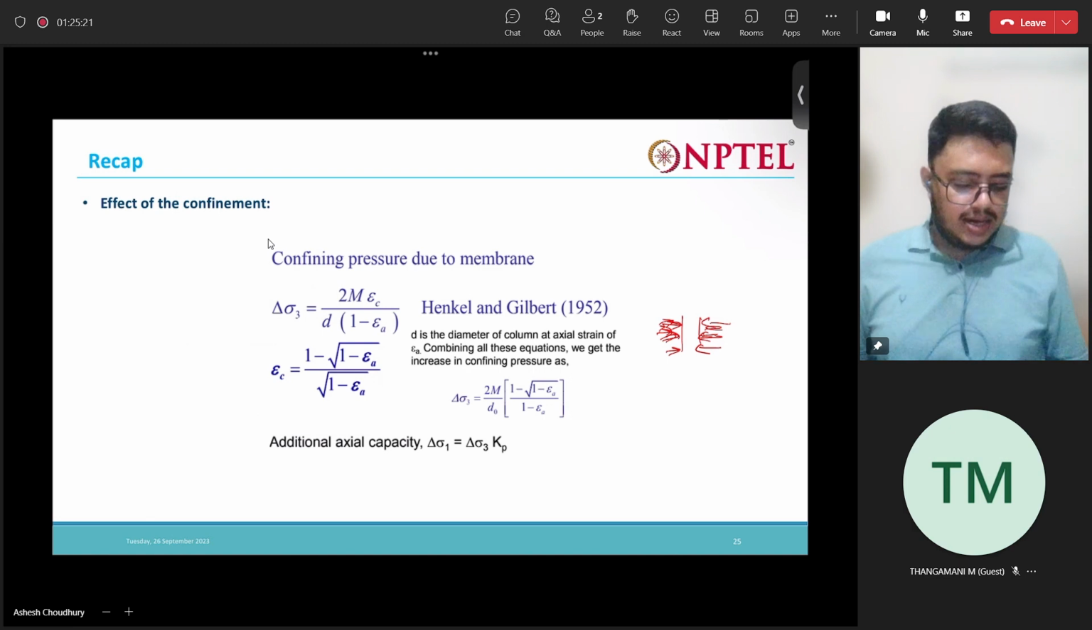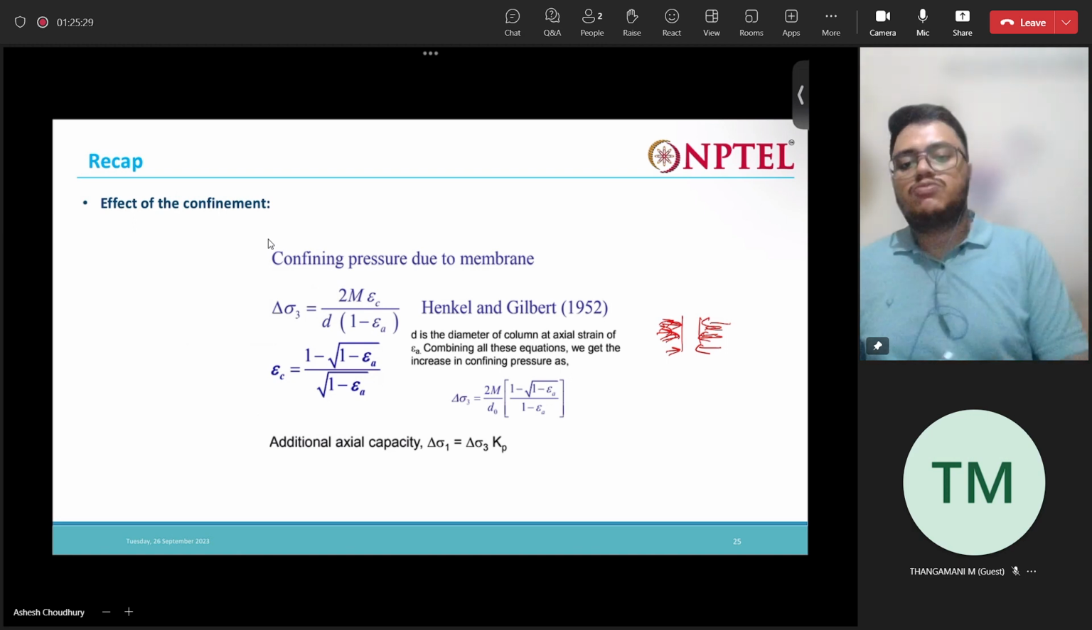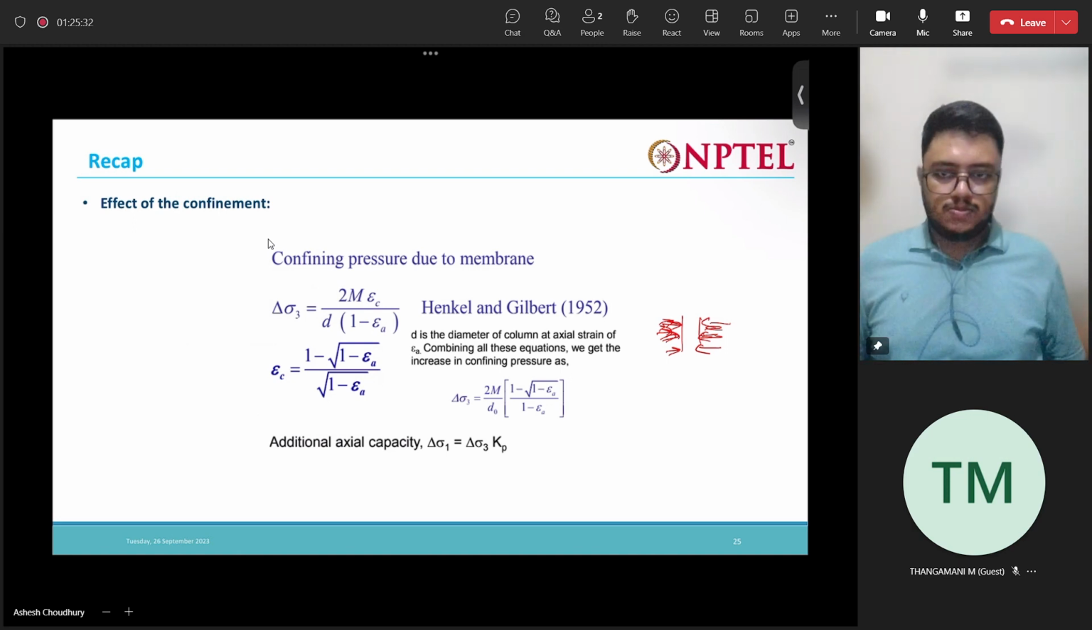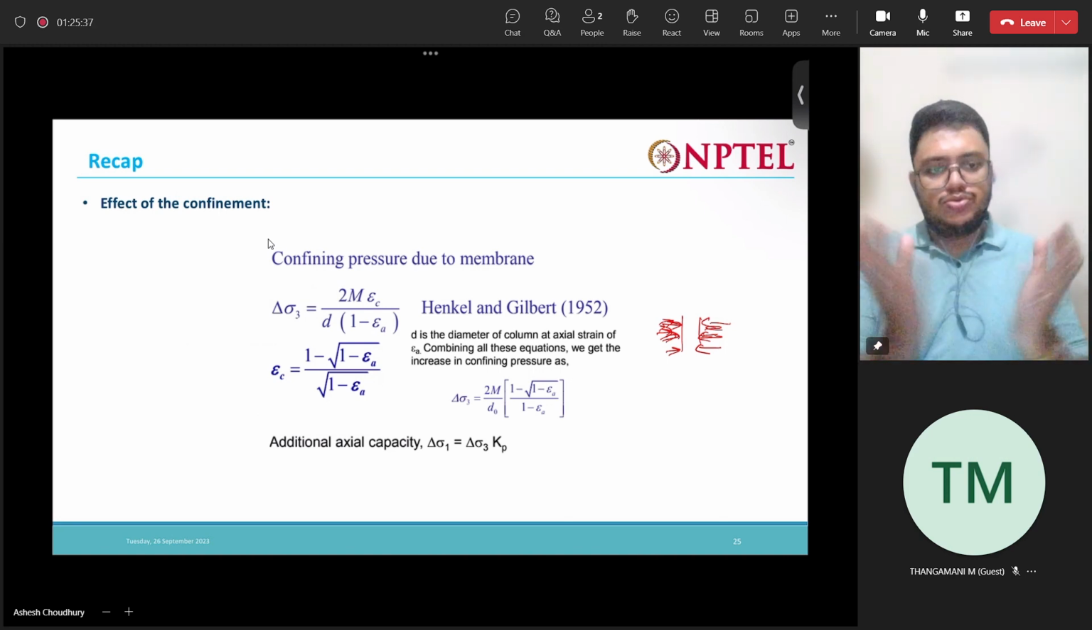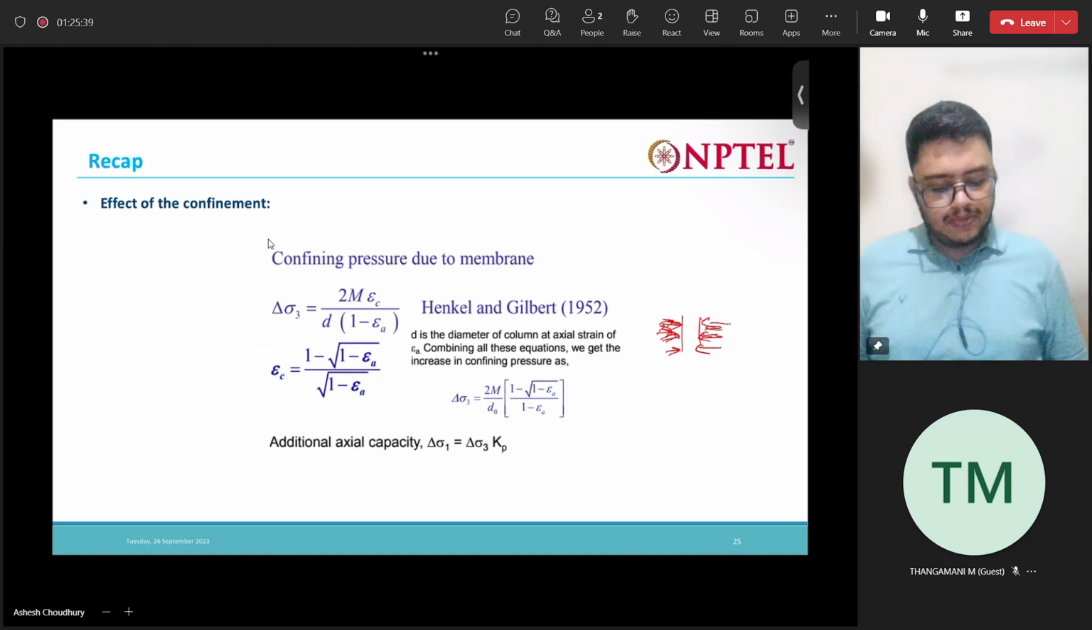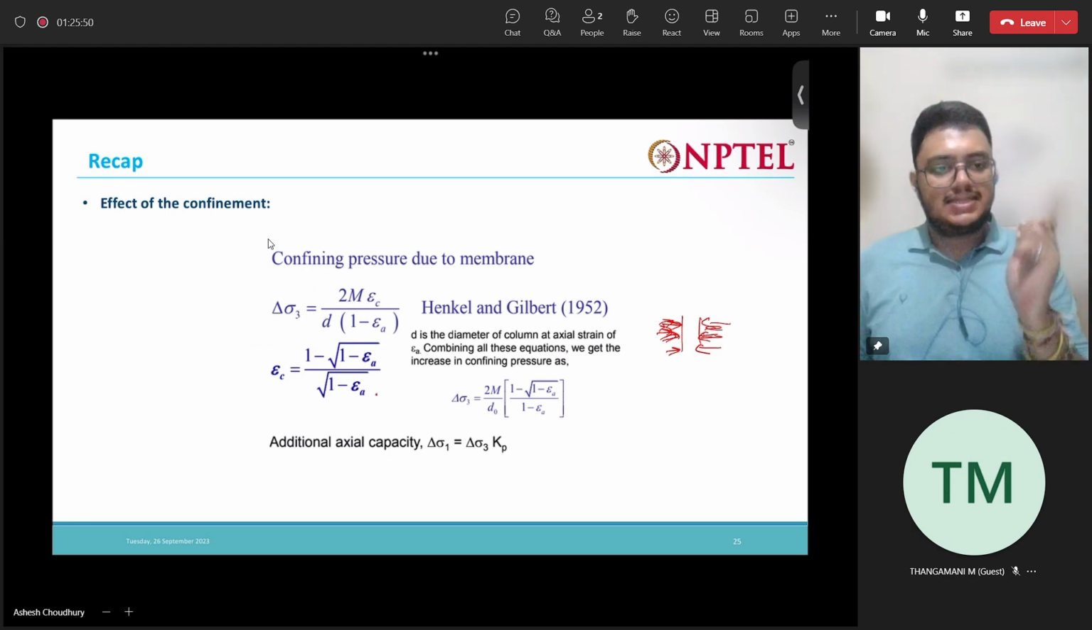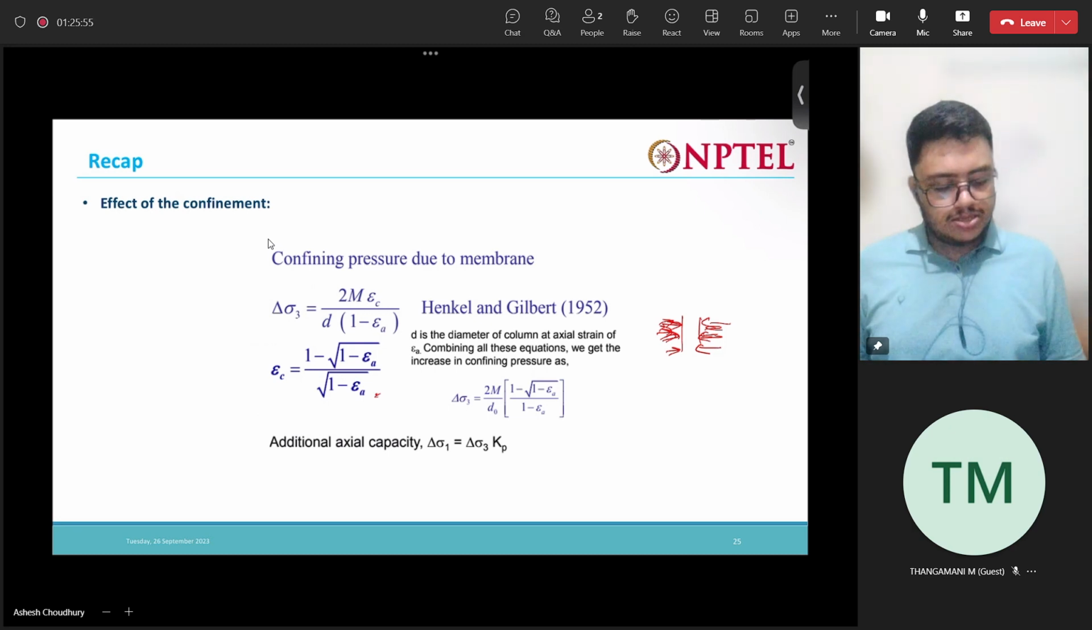So they actually derived this equation for confining pressure for a membrane. That concept was again used for stone columns also. So confining pressure in the membrane due to this encasement is given by delta sigma 3 is equal to 2 m by epsilon c by d into 1 minus epsilon a, where epsilon c is the radial strain that develops in the encasement, and that radial strain can be related to the axial strain by this relation.